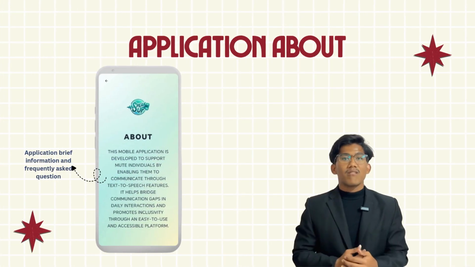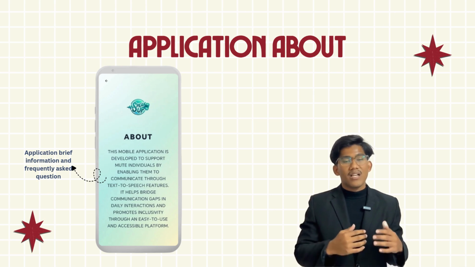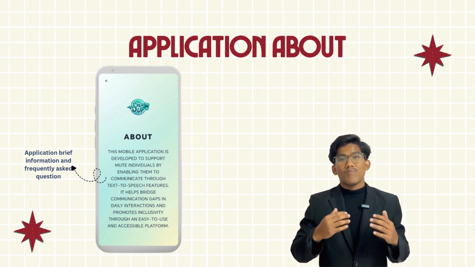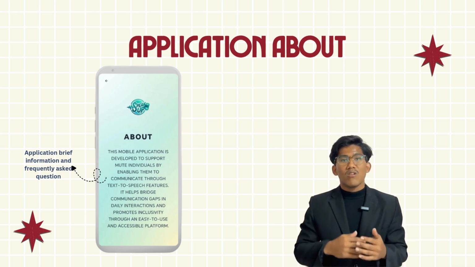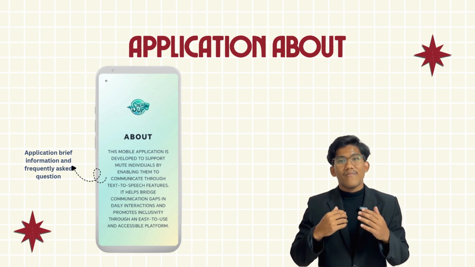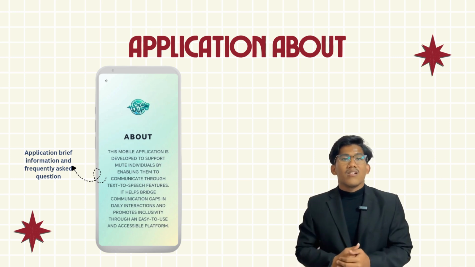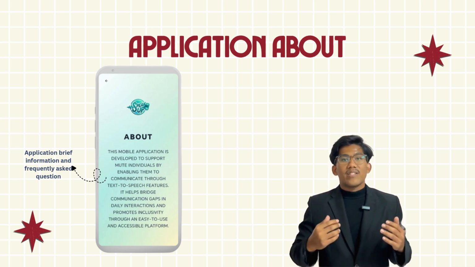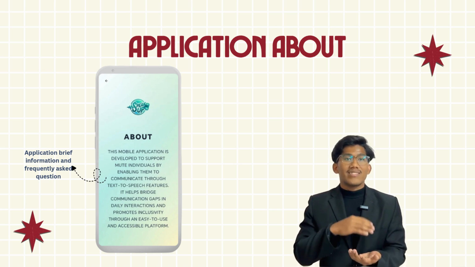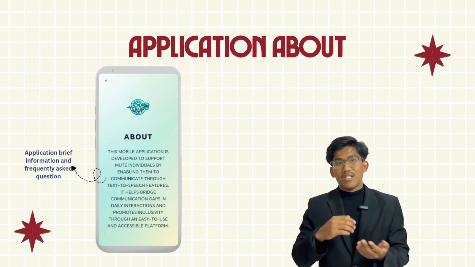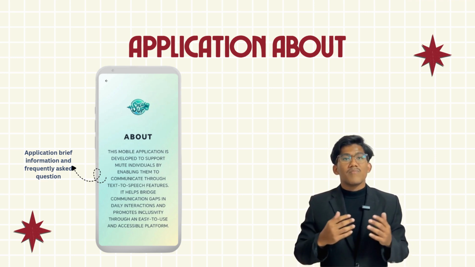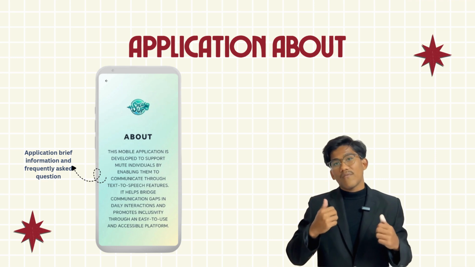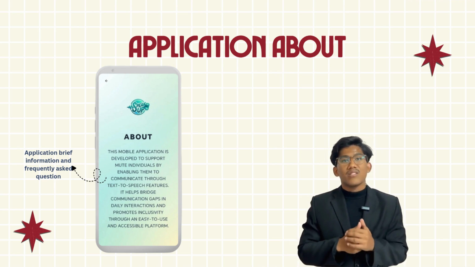The About page explains the core purpose and vision behind the SpeakUp app. SpeakUp is a text-to-speech application designed specifically to help mute individuals communicate more effectively in their daily life. Users can simply type what they want to say and the app will convert the text into clear and audible speech. This feature allows users to express basic needs, emotions, or important messages in situations such as ordering food, asking for help, or interacting socially.